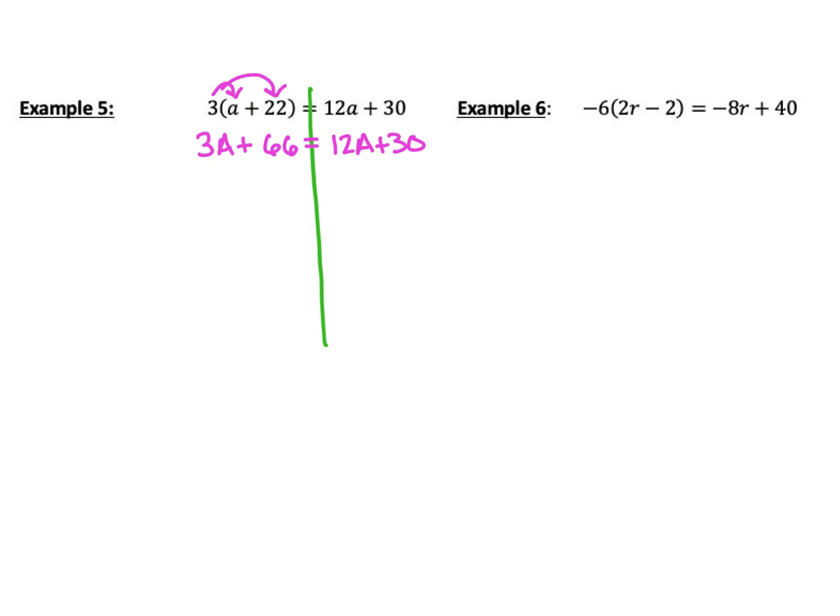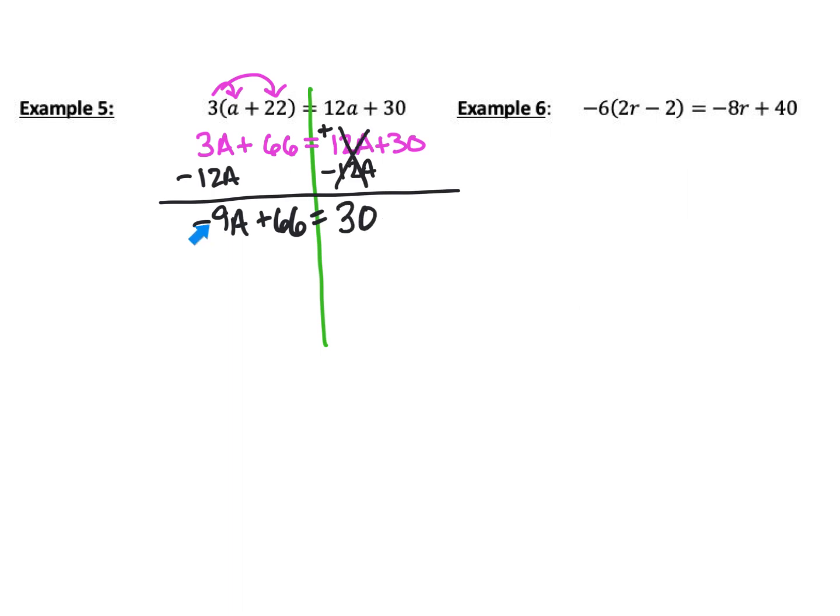From here, we do exactly what we've done before. I'm going to take this 12a and put it over here. That is a positive 12a, so I'm going to subtract off 12a from both sides of the equation. So we have 3a minus 12a, which is negative 9a, and then plus 66 equals, positive and negative 12a make it 0. Bring down the 30. Then do I move the negative 9a or the 66? I'm going to move the 66 over here. So that is a plus 66, so I'm going to subtract off 66.